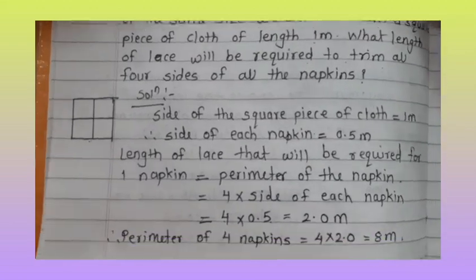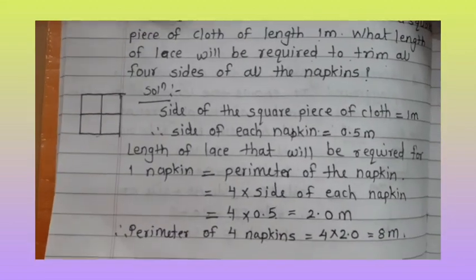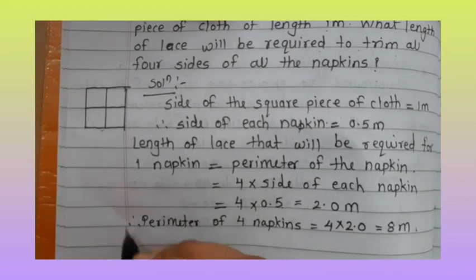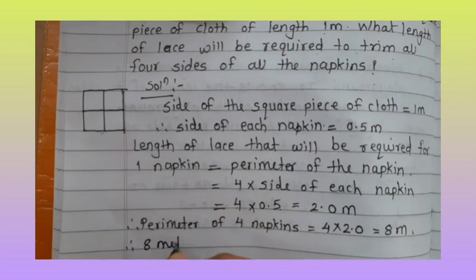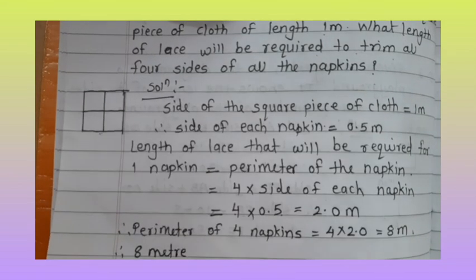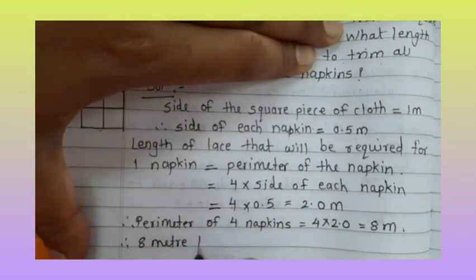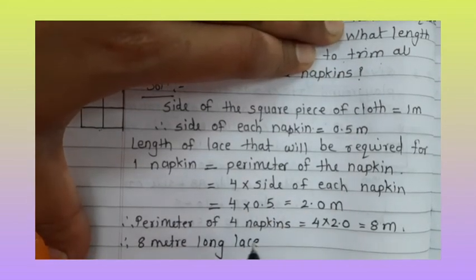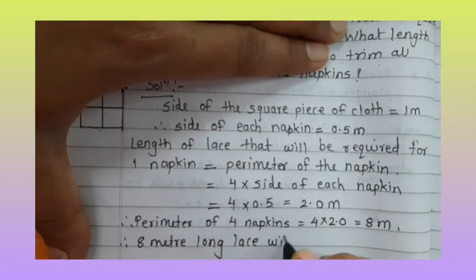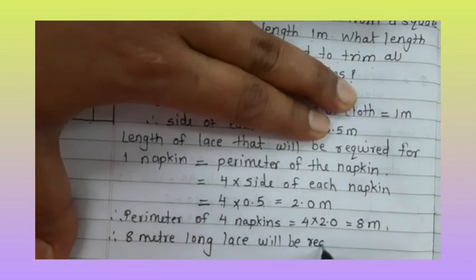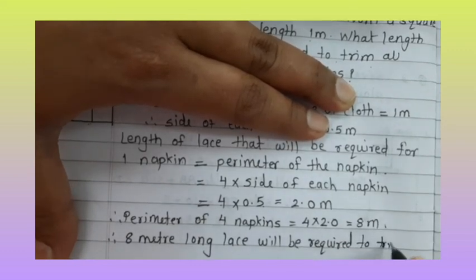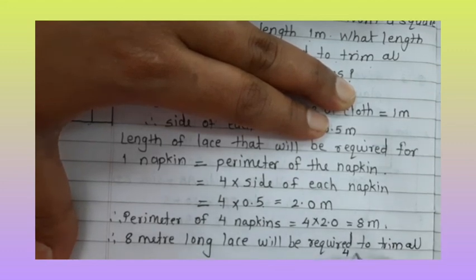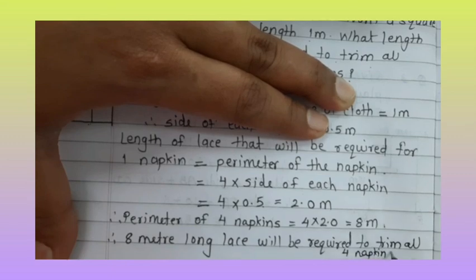So how to write this answer? So I will write this answer as, therefore 8 meter long lace will be required to trim all 4 napkins.